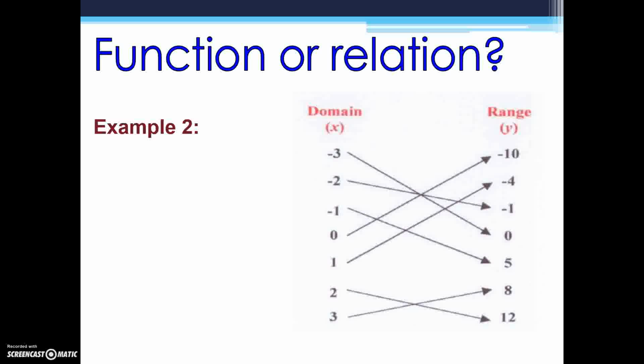Now, on this one, I have something that looks more like a mapping, but I have, again, -3, -2, -1, 0, 1, 2, 3. I do not have an x value repeating, and if I look at the lines, there's only one line coming from each of those. It doesn't matter where they're going, just because there's only one line coming from it, it means that each input only has one output. So again, that is a function as well.